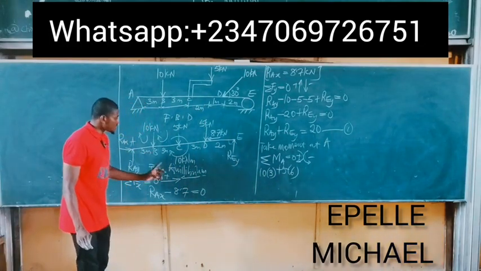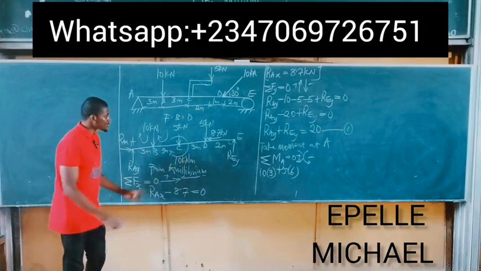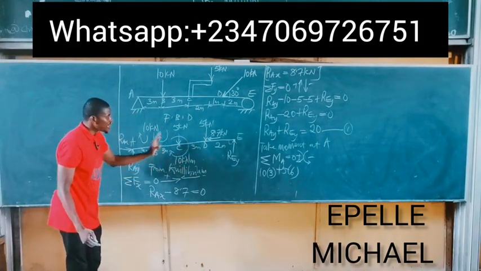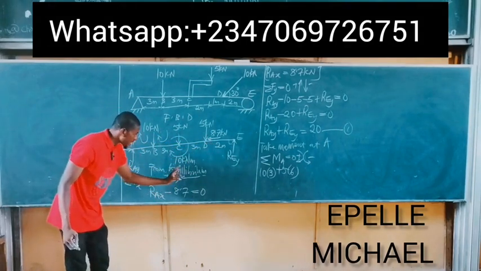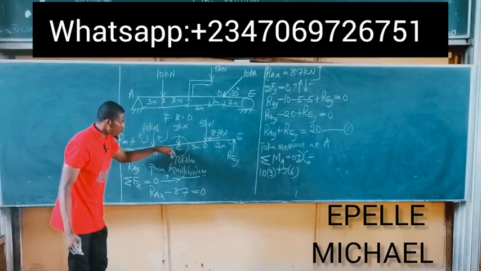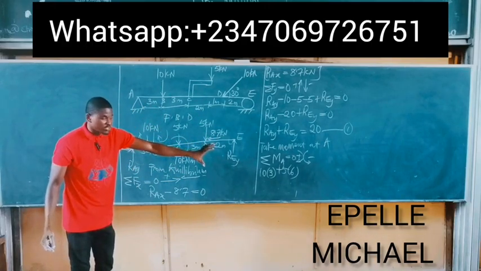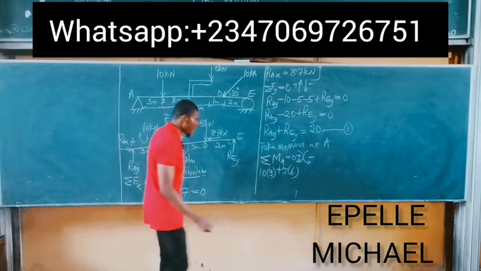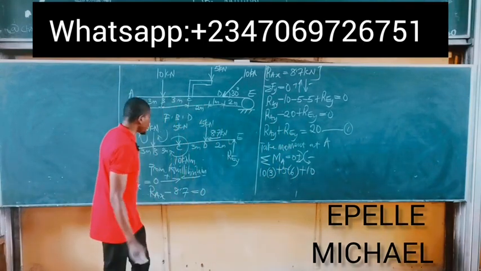Now, not forgetting that at point C, we already have a moment at that point, and that moment is also clockwise, the same direction as our clockwise direction to be positive, and the value of that moment is 10 kilonewtons meter. So, since this moment is in the same direction as our assumed direction of moment to be positive, we are going to add this moment to that equation. So, simply add plus 10.